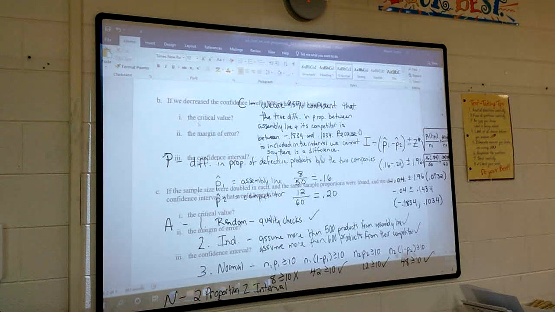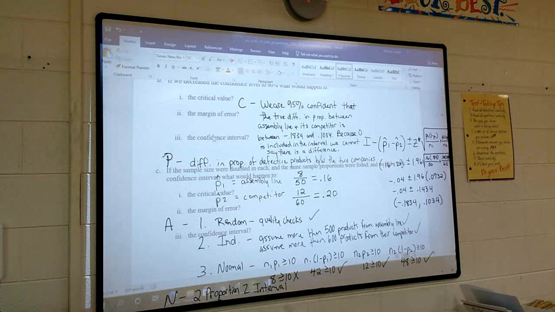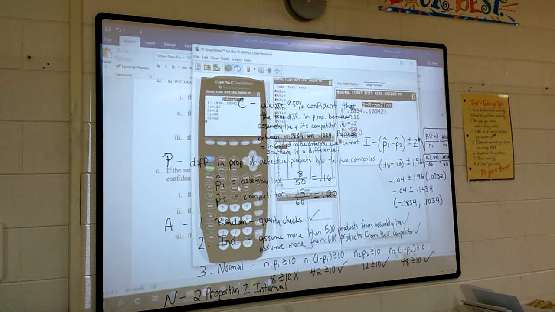And then what would the new confidence interval be if you did 90%? Well, you can go to your calculator and do 90% instead of 95. So you go to stat, you go over to test, you go down to 2 proportion Z interval, and it should have your work from earlier, right? It should still have those numbers in there from earlier. The only thing you're going to change is the confidence level. You're going to change it to 0.90. So everything's still there. We just change our confidence level to 90%.